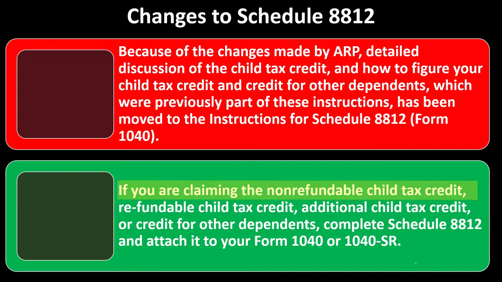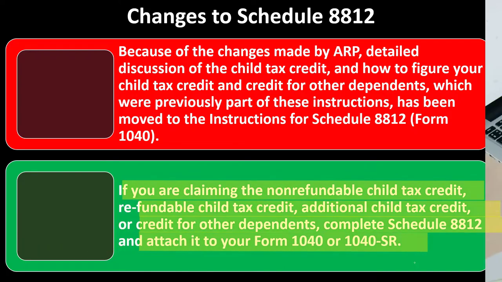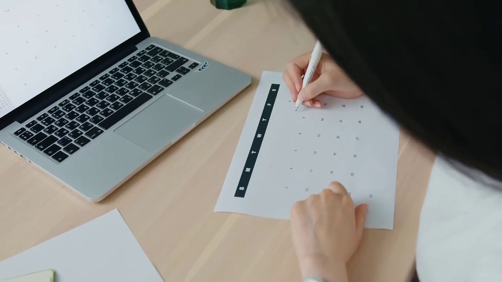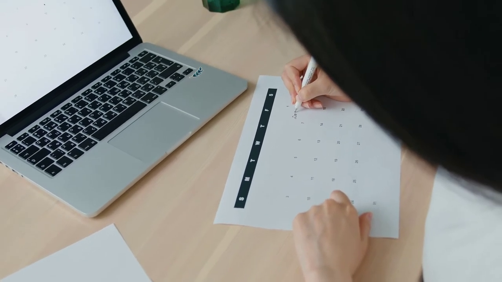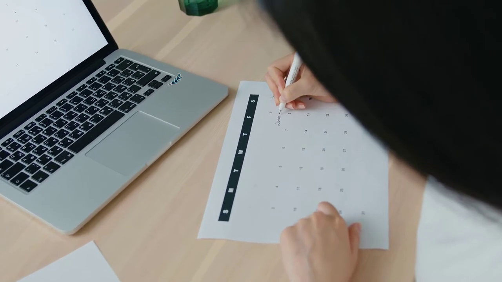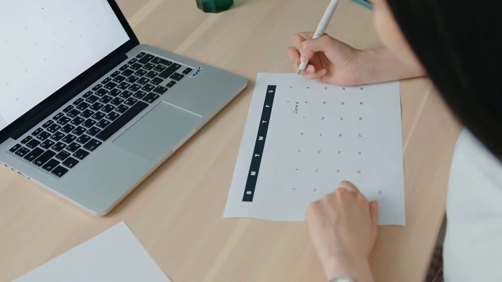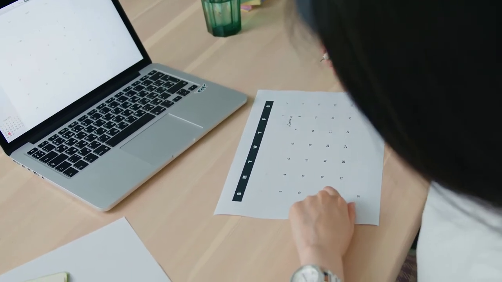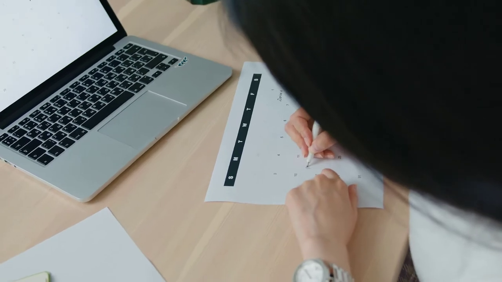If you are claiming the non-refundable child tax credit, refundable child tax credit, additional child tax credit, or credit for other dependents, complete Schedule 8812 and attach it to Form 1040 or 1040-SR. So we're going to have the supplemental schedule that we'll fill out, that we'll feed in, as we saw when we're working on, we'll work on a worksheet to kind of solidify this concept, but it'll feed into the Form 1040. We'll take a look at that in future presentation.